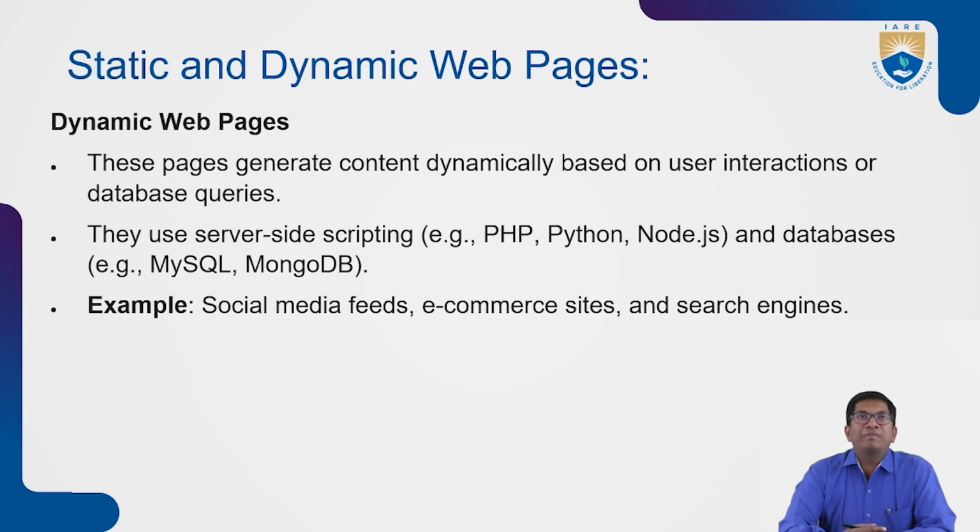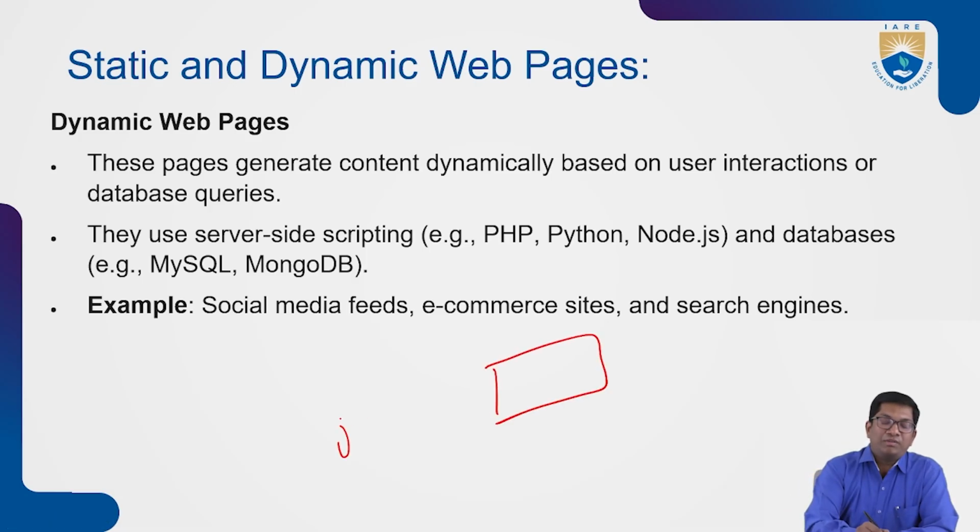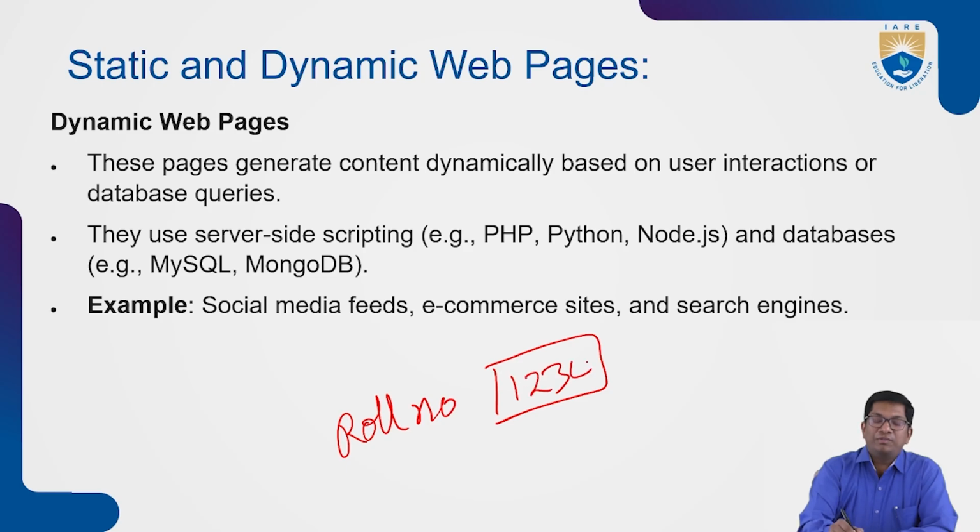Second type is dynamic web pages. Dynamic web pages generate content dynamically based on user interactions or database queries. For example, if you want to see the student credit register, in the text box you have to enter the roll number. So here an example roll number is 1234.